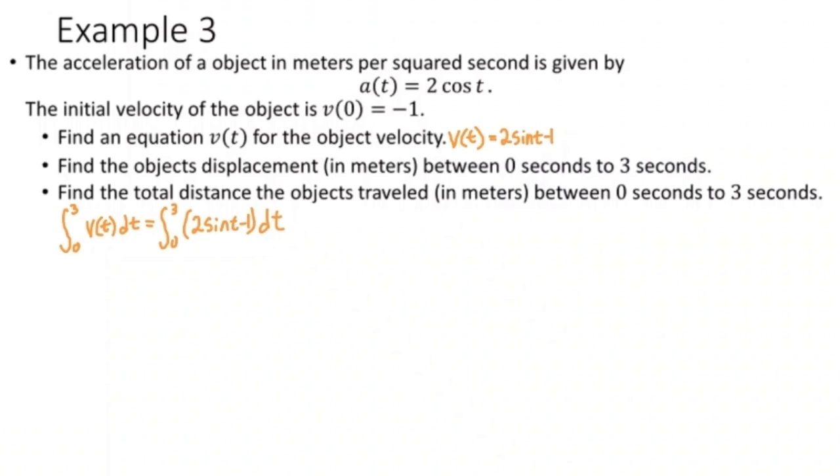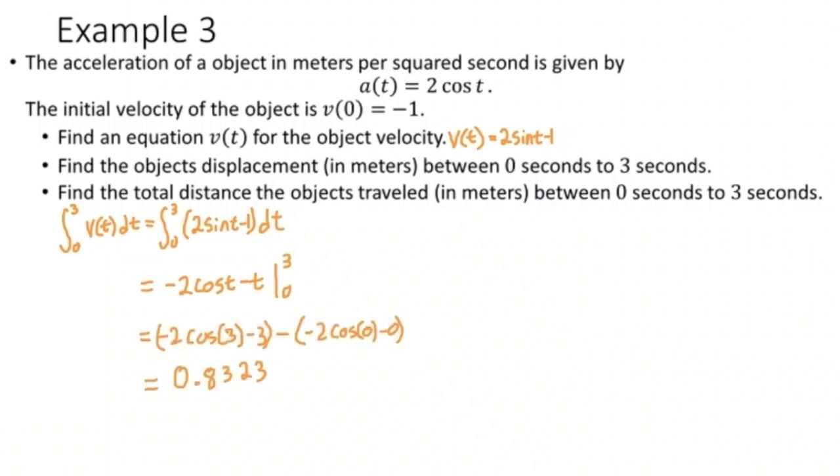Now we'll use our fundamental theorem, and we get that the antiderivative of 2 sine t minus 1 is -2 cosine t minus t. Plug in our bounds and subtract the results, and rounding to 4 decimal points, we get 0.8323 meters. And our units here will be meters. Because our acceleration is in meters per second squared, velocity will be in meters per second, while position or displacement or total distance will all be measured in meters.